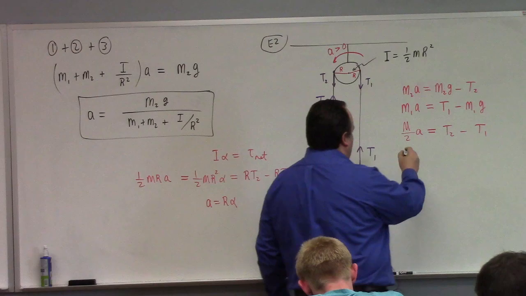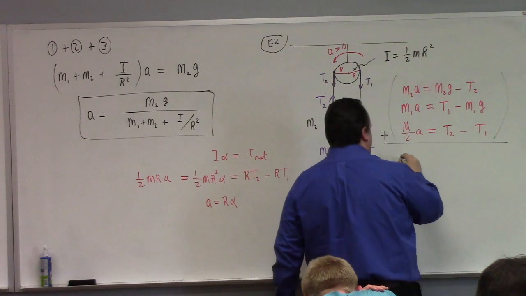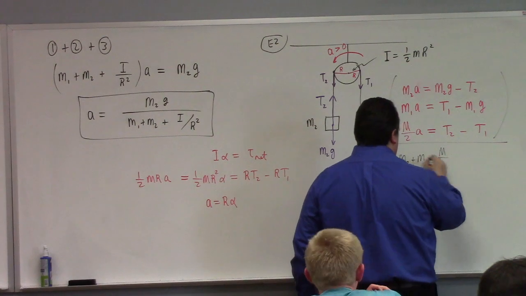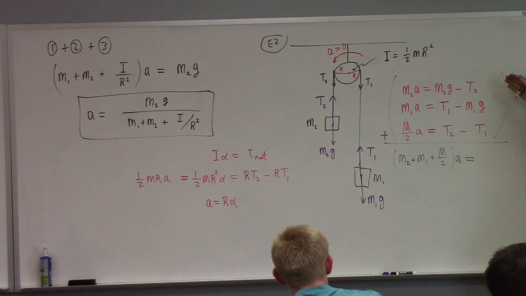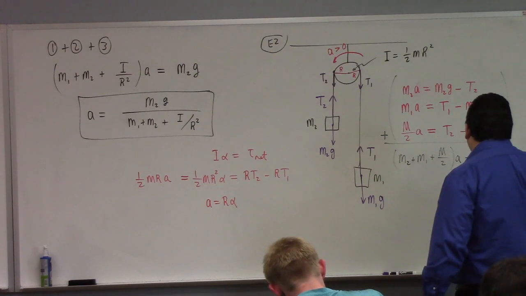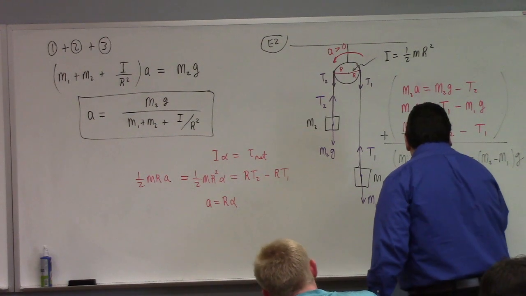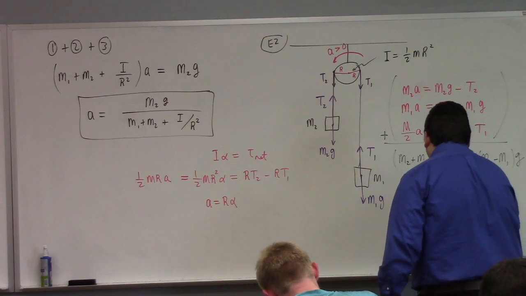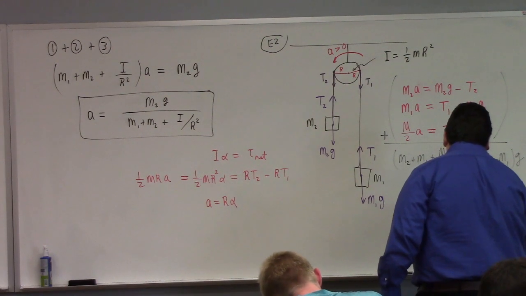And then I add these like so. Don't tell the other math professors. M2 plus M1 A. You can tell the physics guys, they don't care. Big M over 2 A. So we just factor the A out. And on the other side, the T's cancel, and you're just left with M2 minus M1 times G. Lo and behold, the acceleration is M2 minus M1 times G divided by M2 plus M1 plus the mass of the pulley divided by 2.